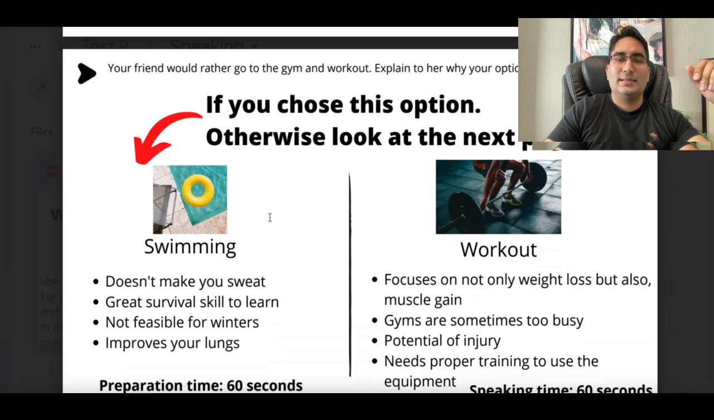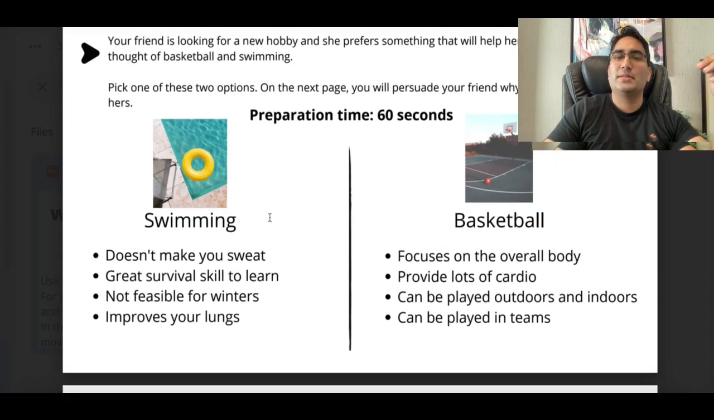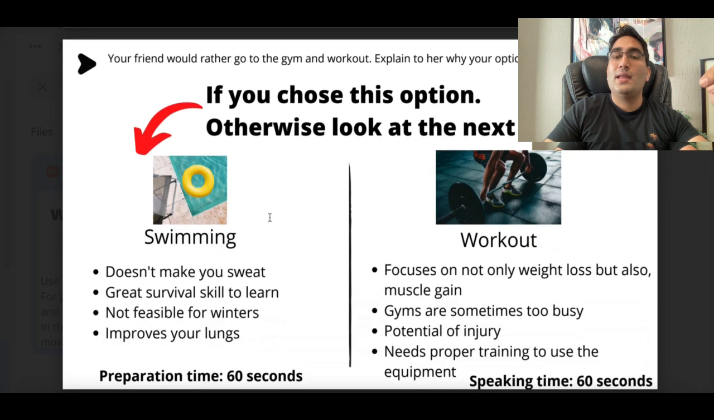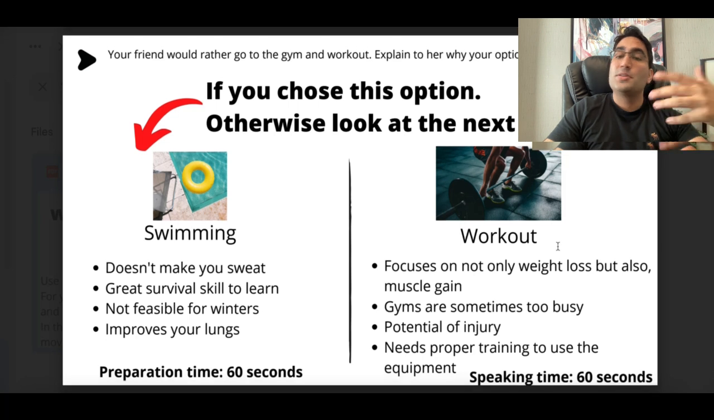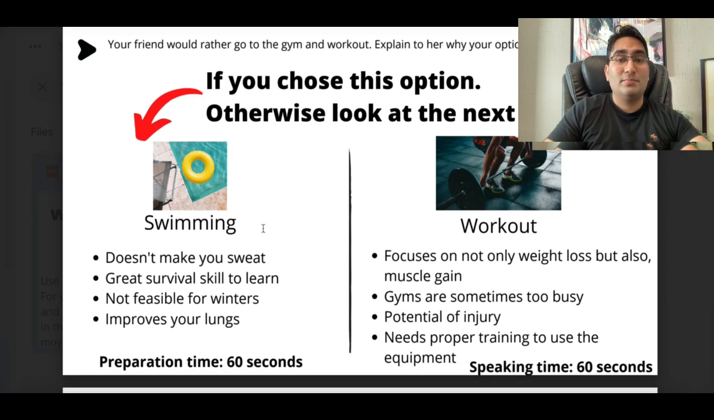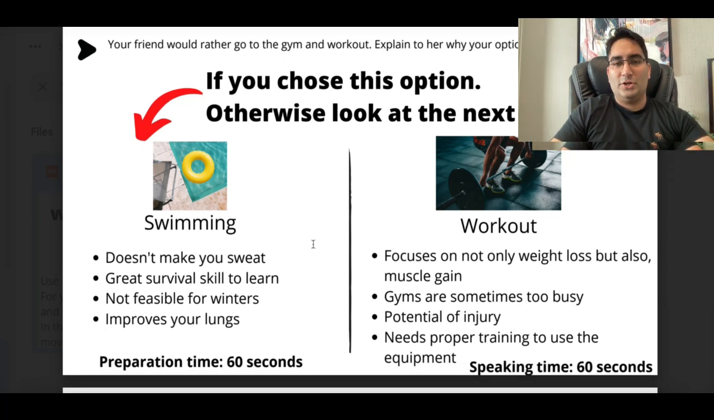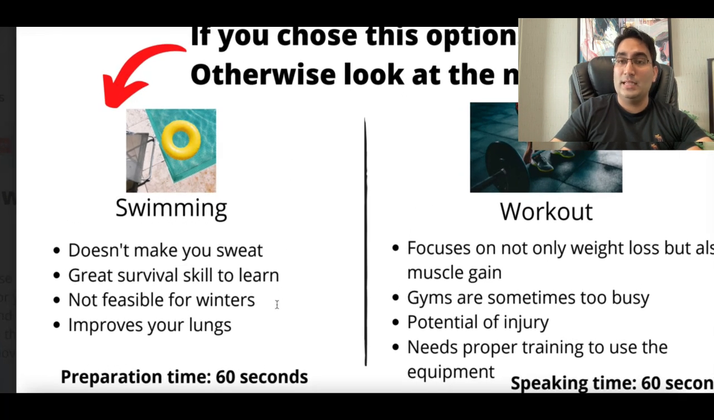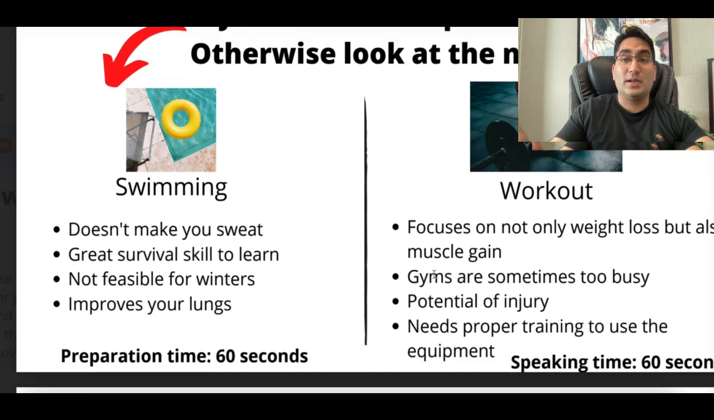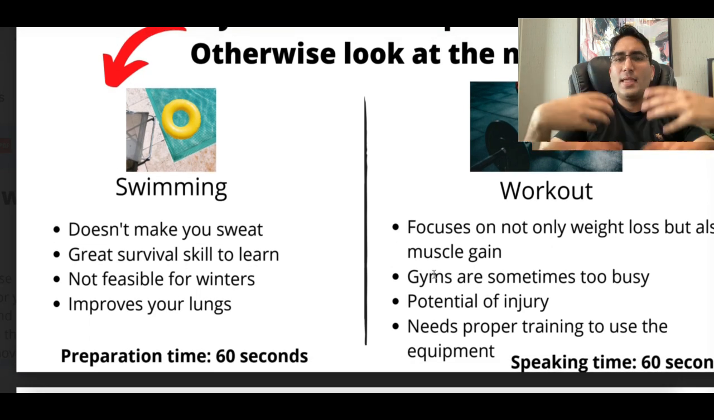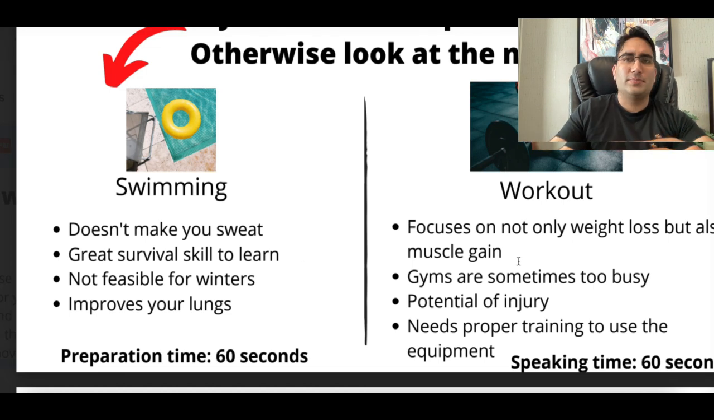Now, in the next 60 seconds, once this preparation time is done, you get the friend's selected option. So they want to work out. You want them to go for swimming. Here's what you got to make sure. Compare. Don't just talk about your favorite points, all these ones, but also compare with the friend what they want and tell them what they want is not good. So you got to bash them and make sure they understand why your stuff is better than theirs. What I try to do immediately in the preparation time, and this is what you should always do, is see the points that are similar.